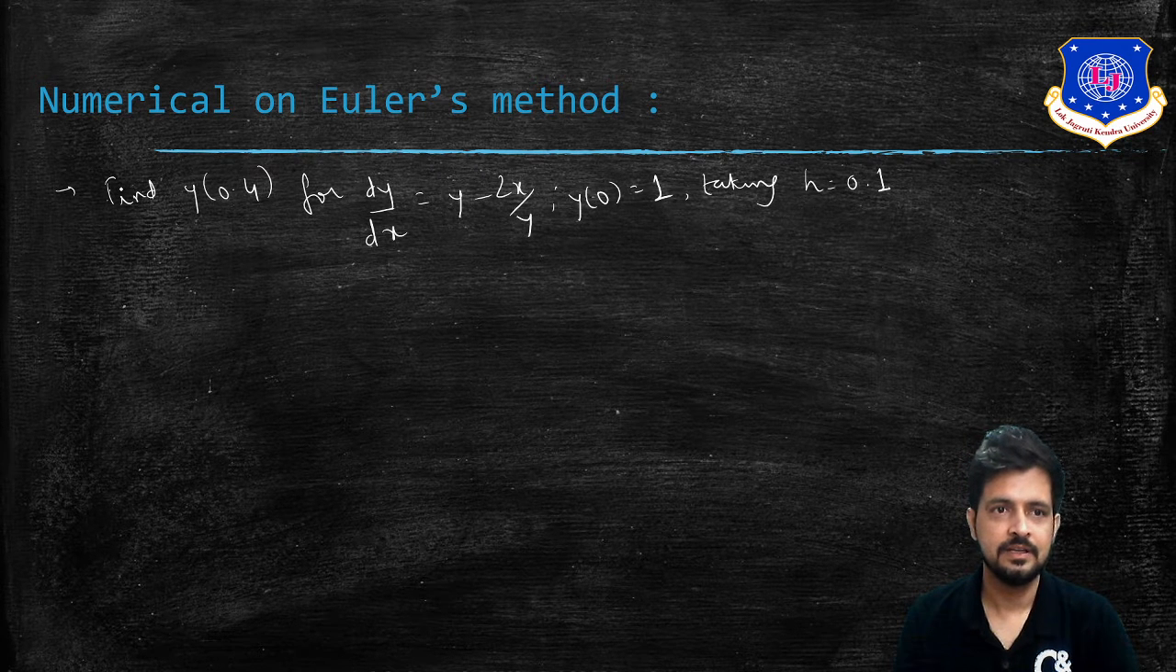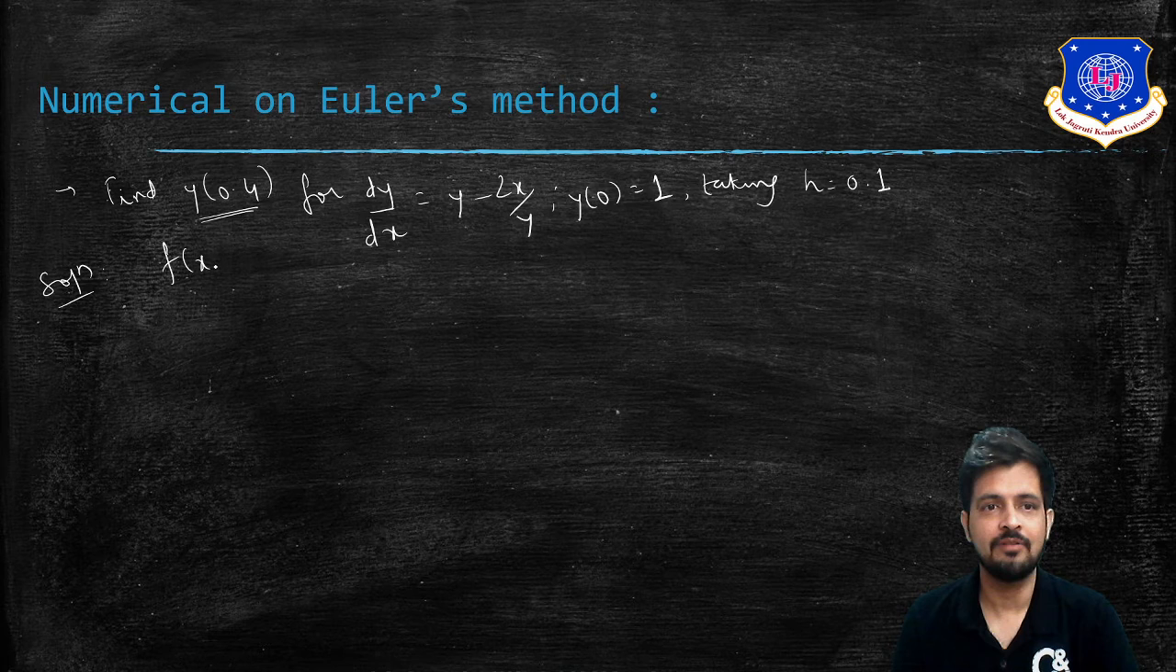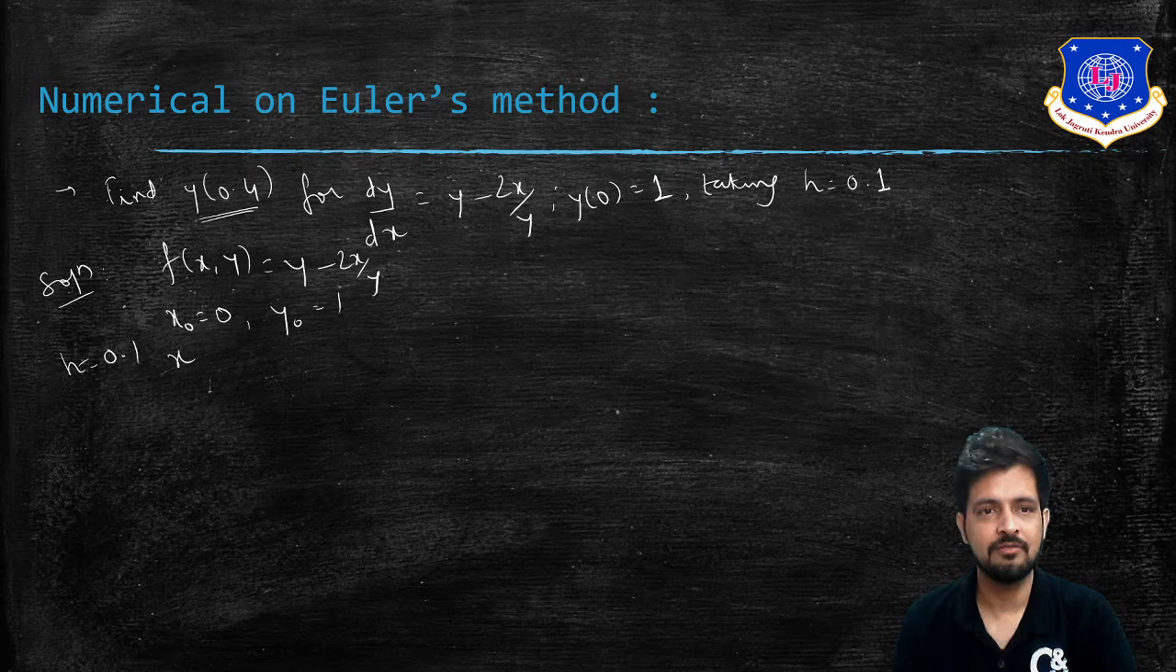If you want to find the value of y of 0.4, first of all we have to write for how many steps we have to solve the numerical. See, f of x comma y is given. F of x comma y is y minus 2x by y. The value of x0 is 0 and y0 is 1. Here the value of h is kept as 0.1. So what is our x1? x1 will be 0.1, so we have to find y1.